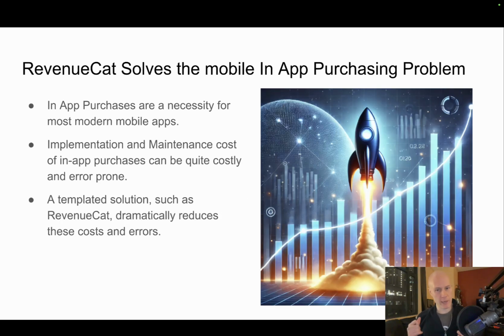The main problem that RevenueCat solves is the mobile in-app purchasing problem. As apps grow and scale, they eventually get to the point where they need to do some sort of in-app purchase functionality. And those can be subscriptions or those can be consumables. It really depends on your business model. But the most common form that we typically see is subscriptions. And RevenueCat is really, really strong in this area.